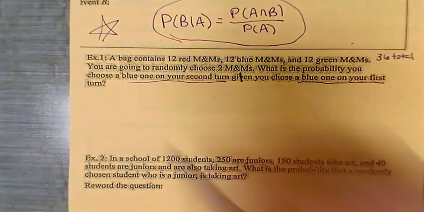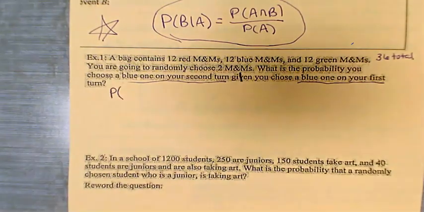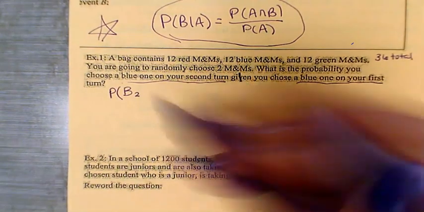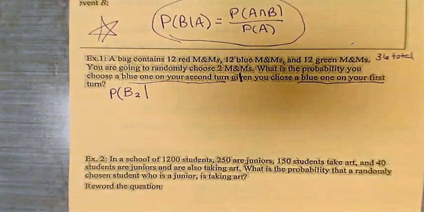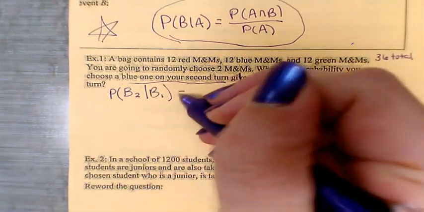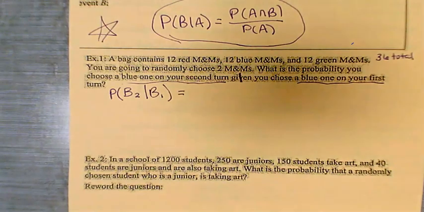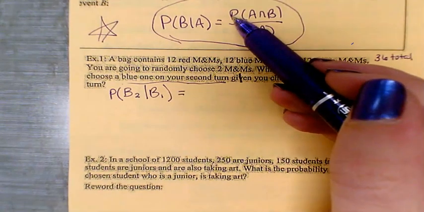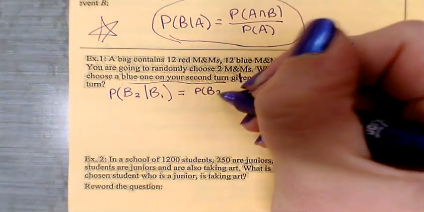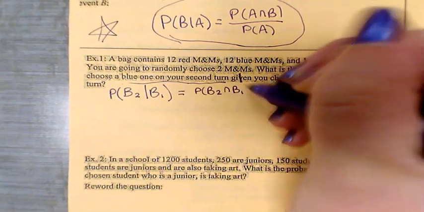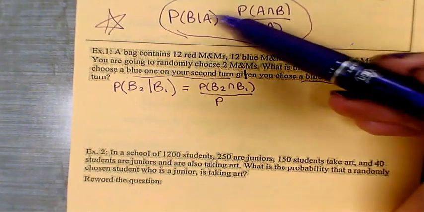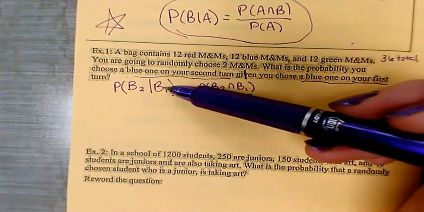So some symbolism here would be the probability of a blue one on your second turn, so maybe B for blue and 2 for second, given, so our little bar from our formula, that you choose a blue one on your first turn, so maybe B for blue and then a 1 for the first turn. In the formula, I have the probability of the intersection of both events happening, so the probability of blue on the second and blue on the first, over the probability of the given item, so a blue on the first draw.